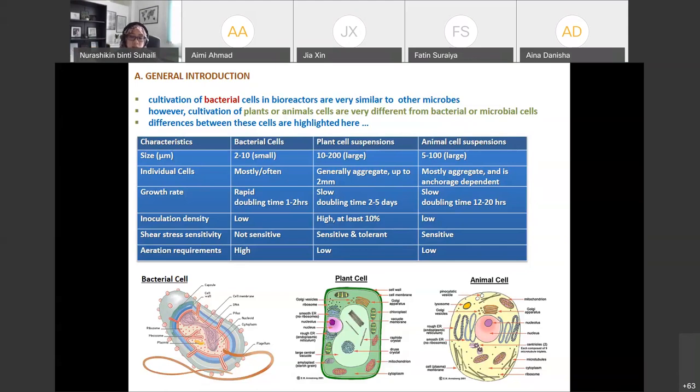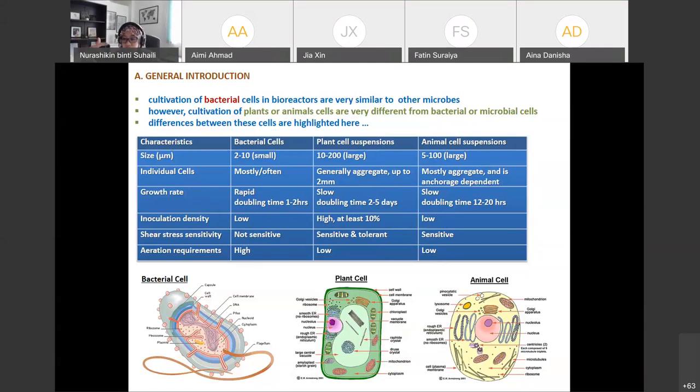Bacterial cells, because they are small in size, are not sensitive to shear stress. They are not easily broken by the force, regardless of whether you use high speed or low speed. So in bacterial fermentation in a fermenter, the maximum agitator speed for a lab scale reactor is about 1000 RPM. For bacteria, we can apply 1000 RPM with no problem, because they are not sensitive to the shear stress.